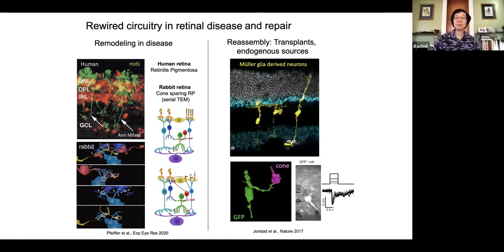And importantly, we can also use, I think, EM methods to study how circuits might reassemble, especially when you're able to transplant new cells or create new cells from endogenous sources such as this one, converting glial cells into neurons. And what better way to actually determine how well neurons integrate into the disease environment, perhaps reassemble the circuitry by using connectomics and also correlating that with physiology.